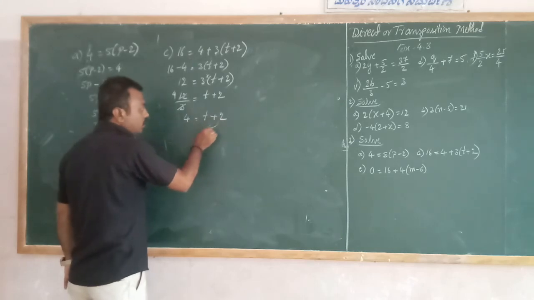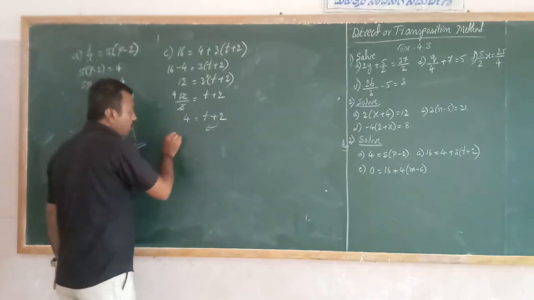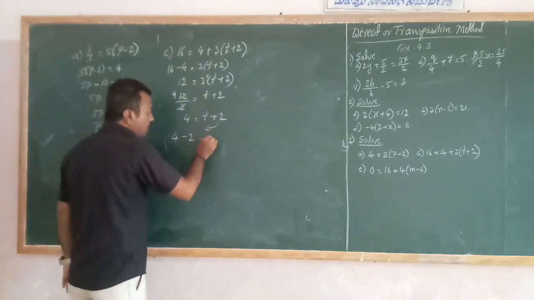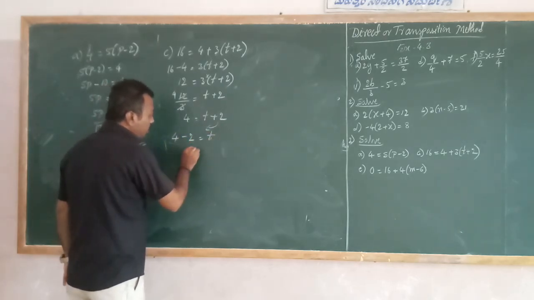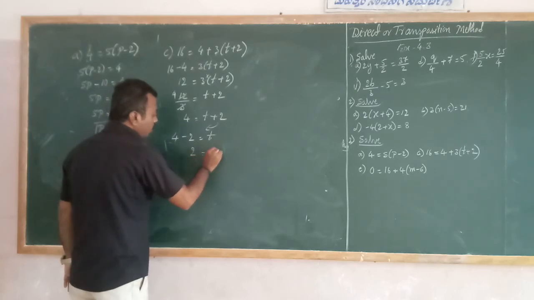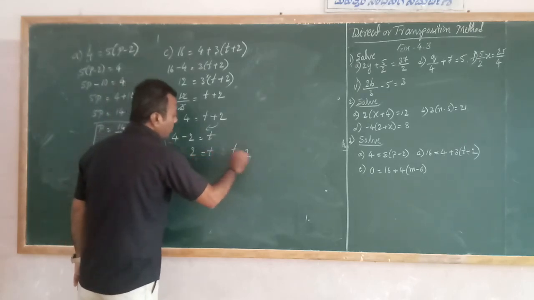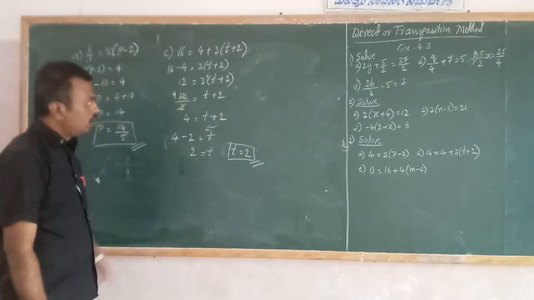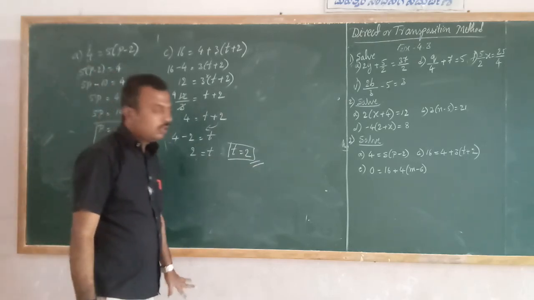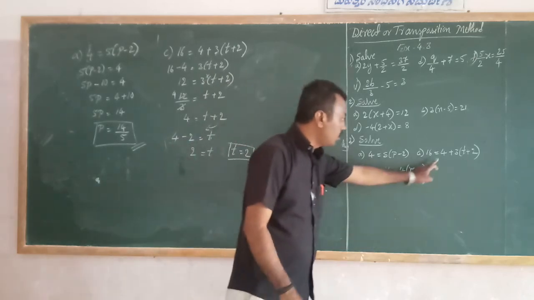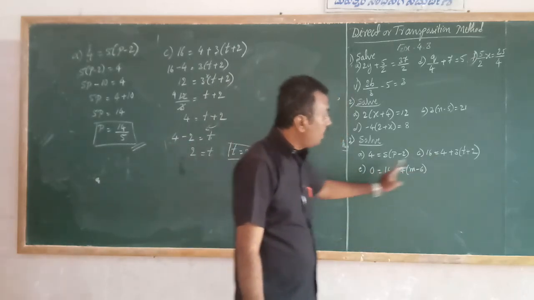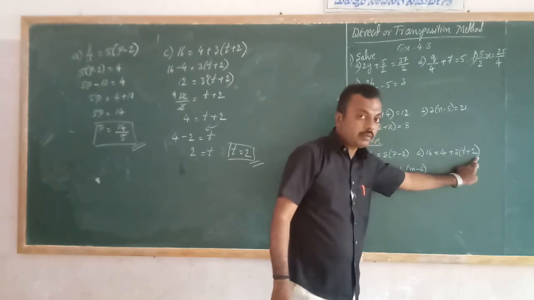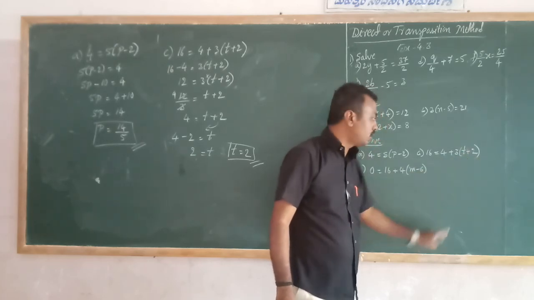Plus 2 you have to send to the LHS. 4 we have to write in the LHS, so plus 2 becomes minus 2. It is equal to t as it is. So 4 minus 2 becomes 2. 2 is equal to t. Therefore t is equal to 2. The value of t is 2. You understood? So like this also we have to solve linear equations like these questions. Don't add 4 and 3, because after the 3, a variable term (t plus 2) is there. So see the questions carefully.